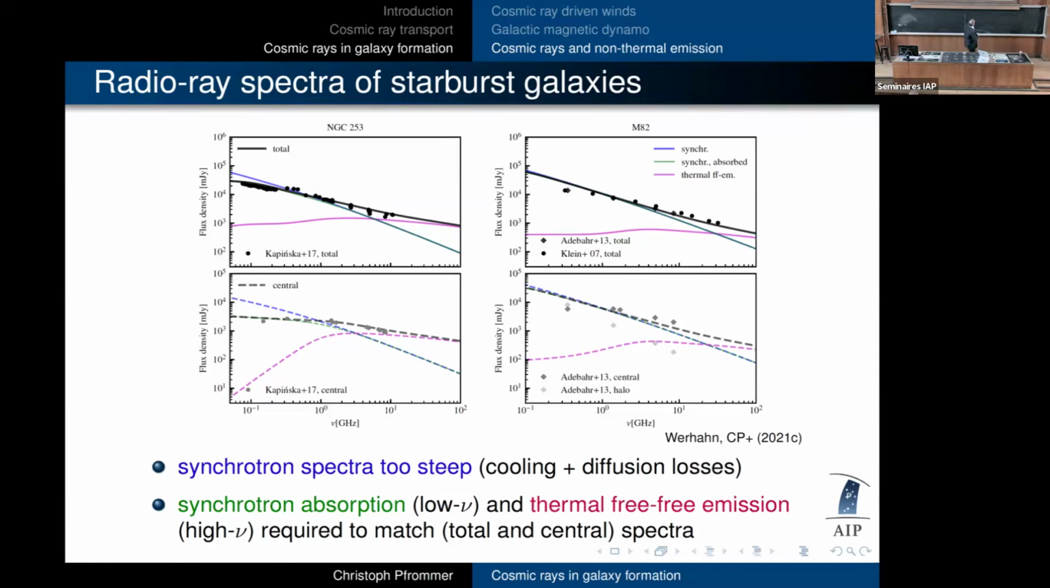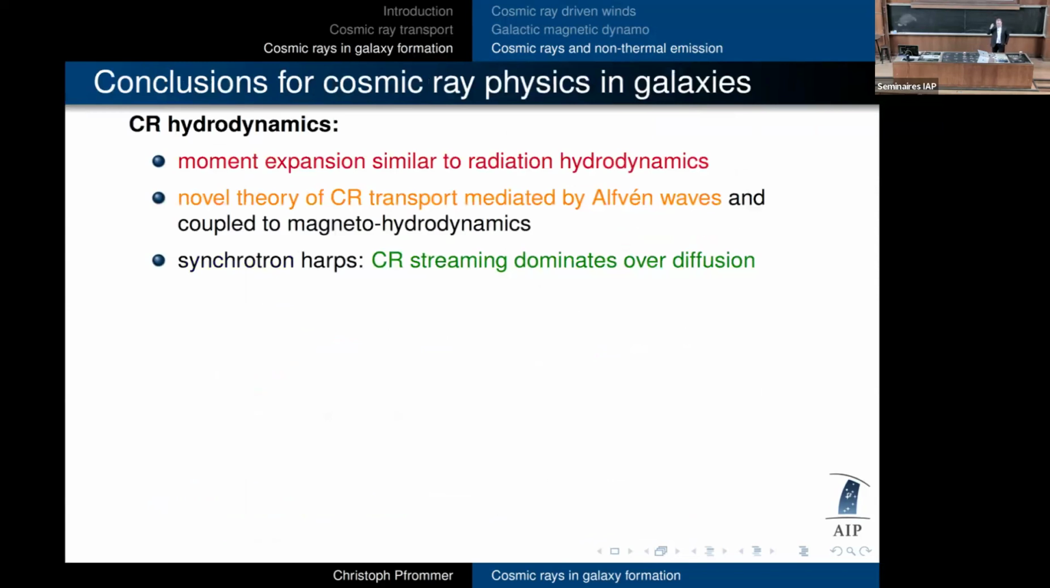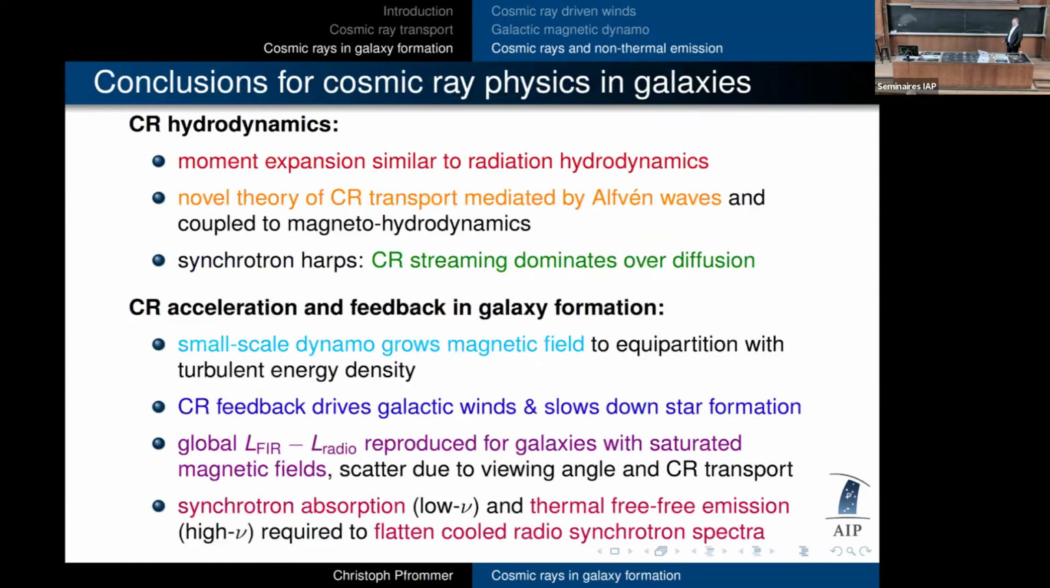And in particular, in the centers where there's more absorption, the spectra are even flatter. That's what the models automatically reproduce without any tweaking. Let me come to my conclusions. So I showed to you that a moment expansion similar to radiation hydrodynamics allows us to construct a novel theory of cosmic ray transport mediated by alpha waves that we then couple to MHD. And this allowed us to successfully explain this synchrotron harps that is now seen in the galactic center by MeerKAT.